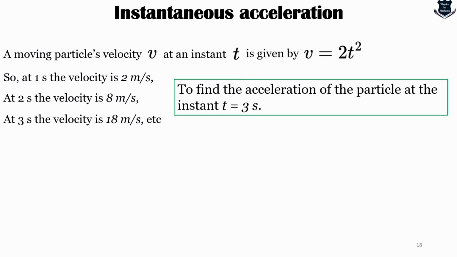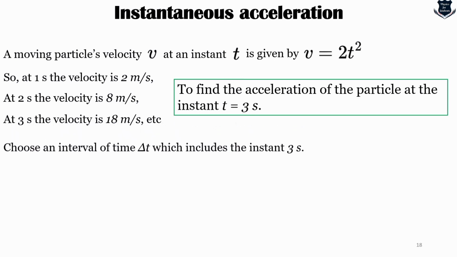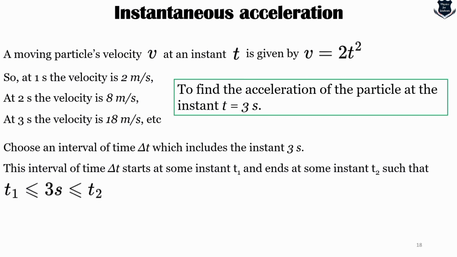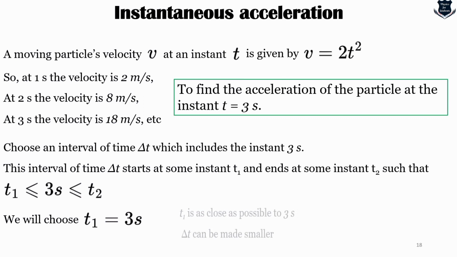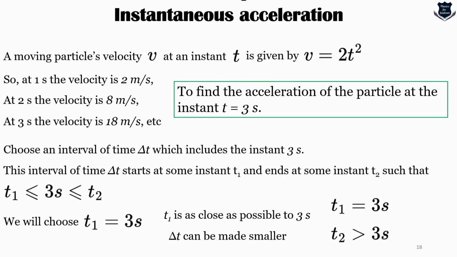The first thing that we need to choose is an interval of time delta t which includes the instant 3 seconds. Remember, this interval starts somewhere at t1 and ends at t2, such that t1 is less than or equal to 3 seconds and less than or equal to t2. Now for simplicity, just to avoid deep mathematical calculation, we will choose t1 equal to 3 seconds, so that t1 is as close as possible to 3 seconds, and delta t can be made smaller and smaller by choosing values of t2 close to 3 seconds. We select t1 equal to 3 seconds and t2 greater than 3 seconds.